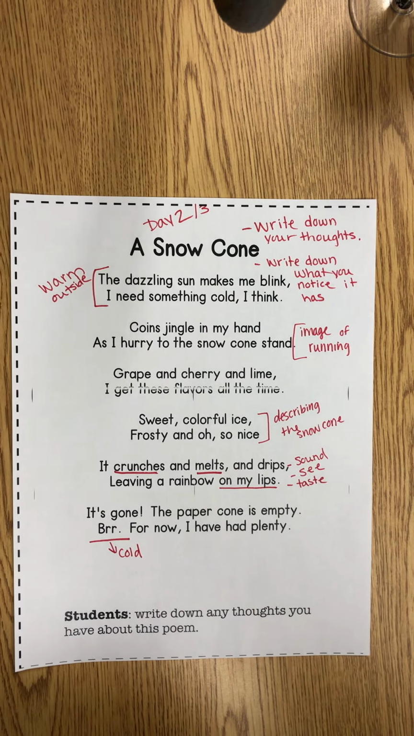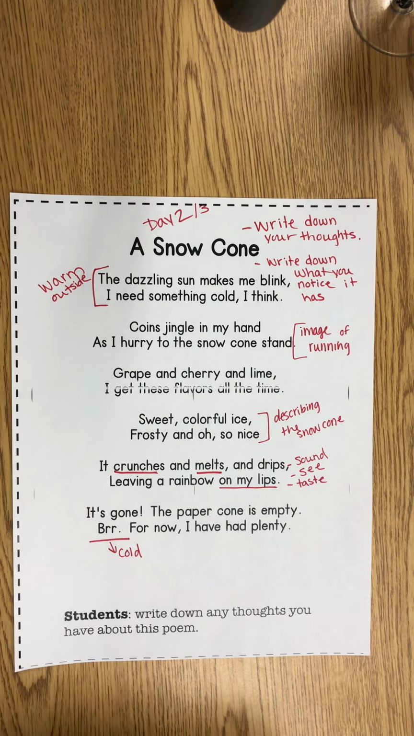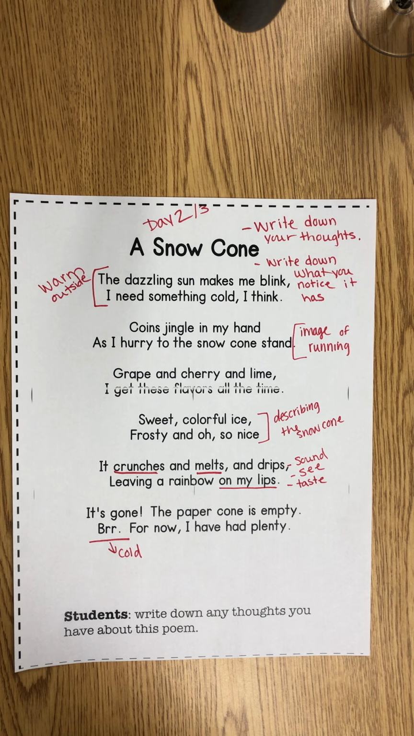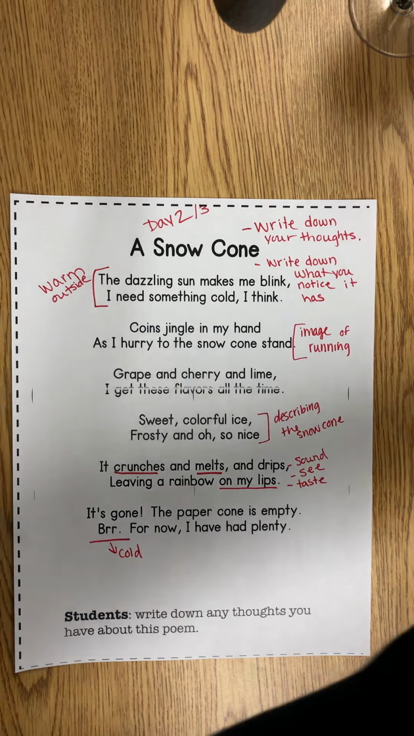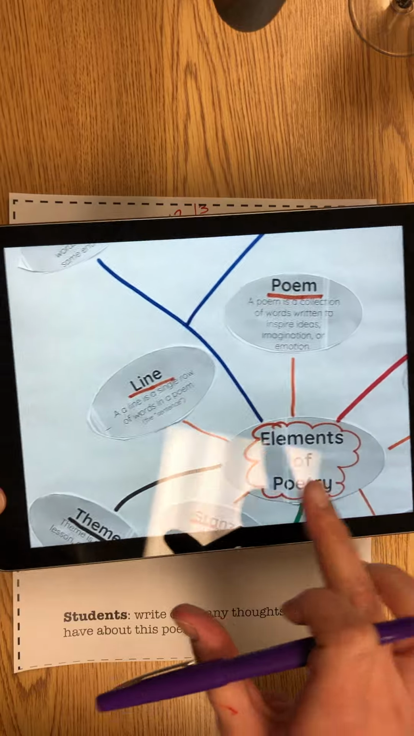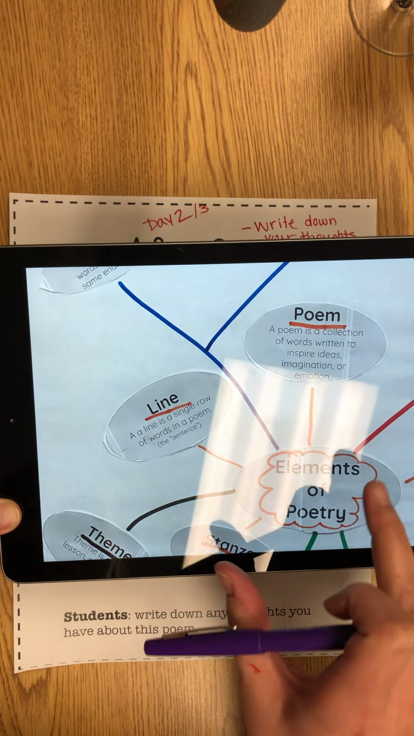Okay guys, this is your poem from yesterday. So today we have talked about lines and what those are. And so this one we're going to talk about lines and we're going to talk about stanzas. So remember, a line is a single row of words in a poem.